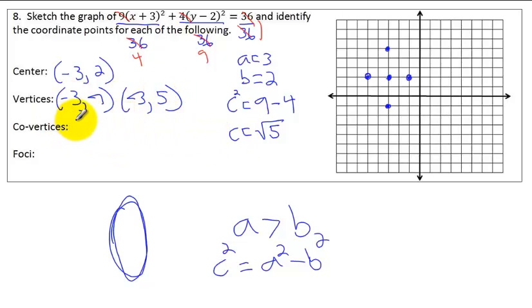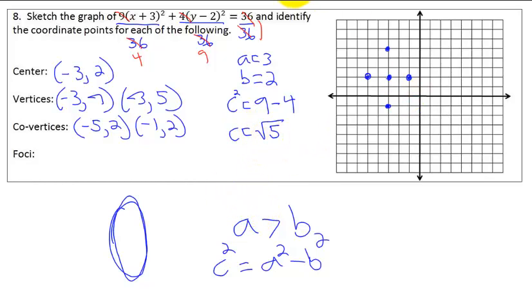My pen's being sloppy, sorry about that. And then the co-vertices are the B values, left and right. So we're going to be at -3 and then go 2 more to the left. So -5, comma, and the Y value stays the same, so that's a 2. And the other one, we were at -3, let's go 2 to the right. Now we're at -1, comma, 2.